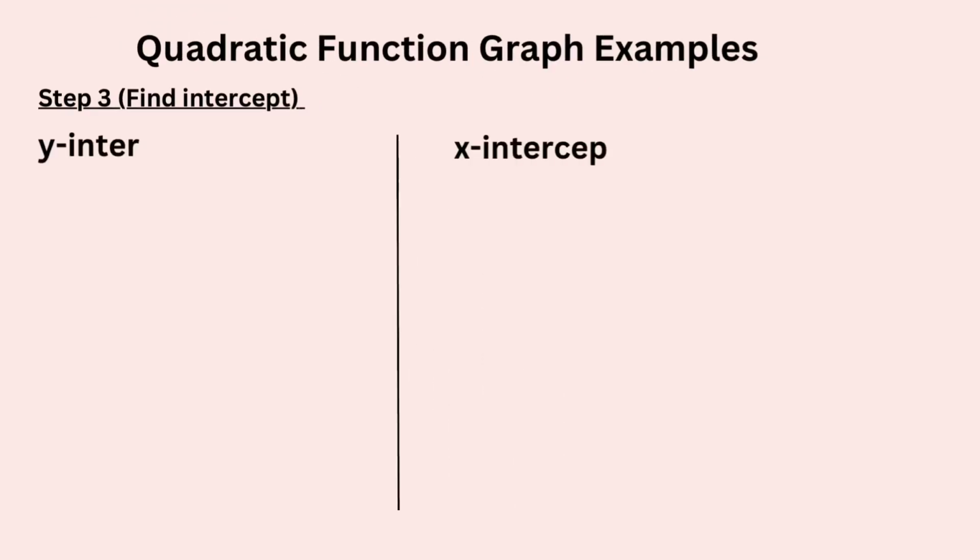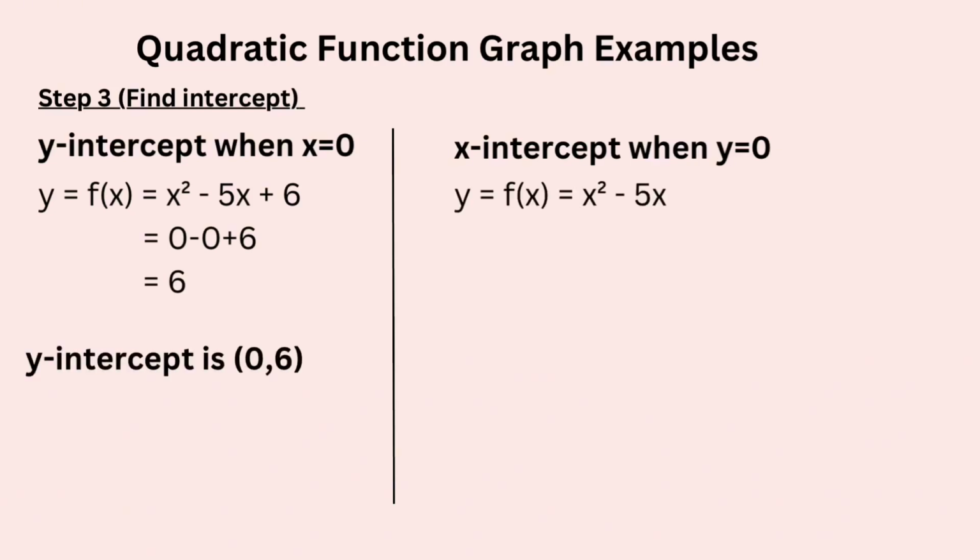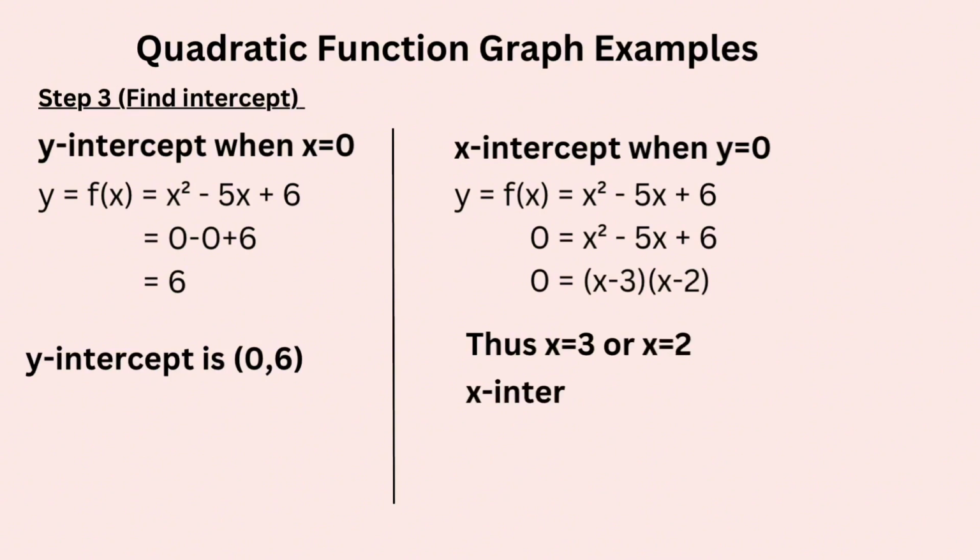So step 3, find the intercepts. Y-intercept: when x equals 0, we will get 6. And x-intercept: when y equals 0, we will get x equals 3 and x equals 2. So the x-intercepts are (3, 0) and (2, 0).